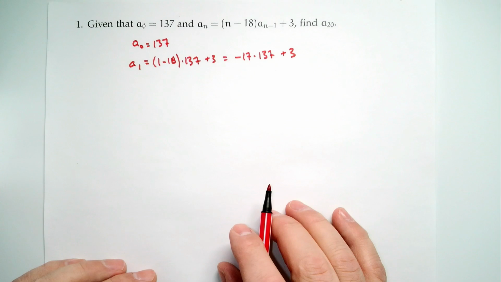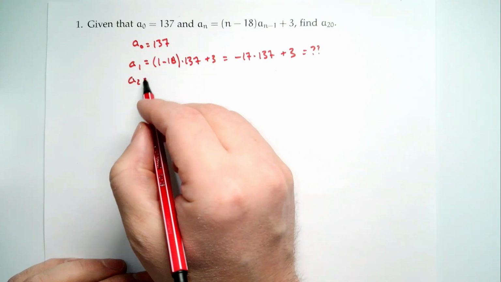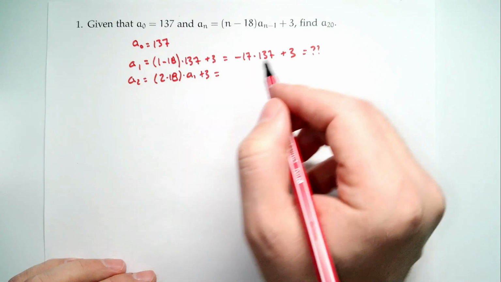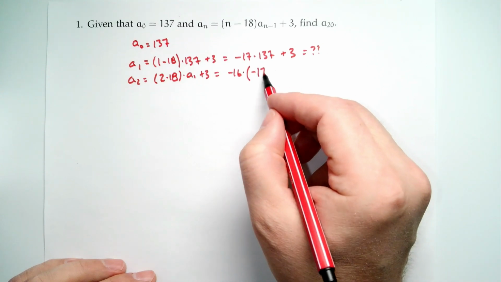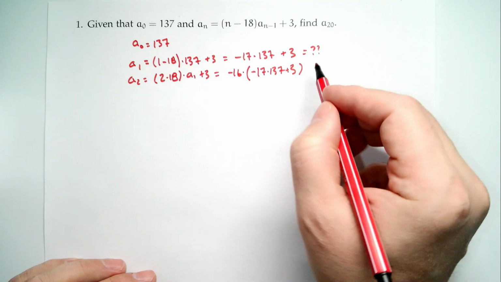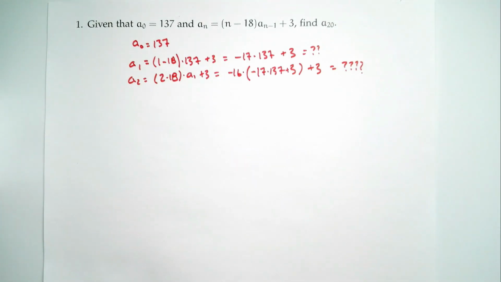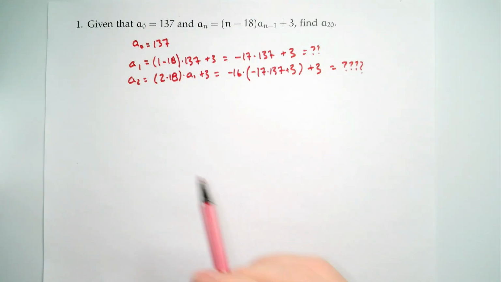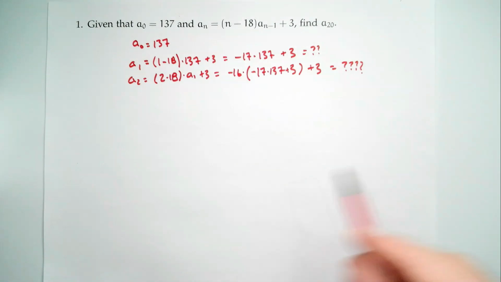So that's negative 17 times 137 plus 3. That's a number. A2, well, that would be 2 minus 18 times A1 plus 3, which is 2 minus 18, negative 16, times the previous number, negative 17 times 137 plus 3. Okay, this is not looking very promising right now. These are huge numbers. We haven't even tried to simplify because they're terrible looking. How are we supposed to get up to 20? By the time we get to 20, we'd be filling up the whole page.